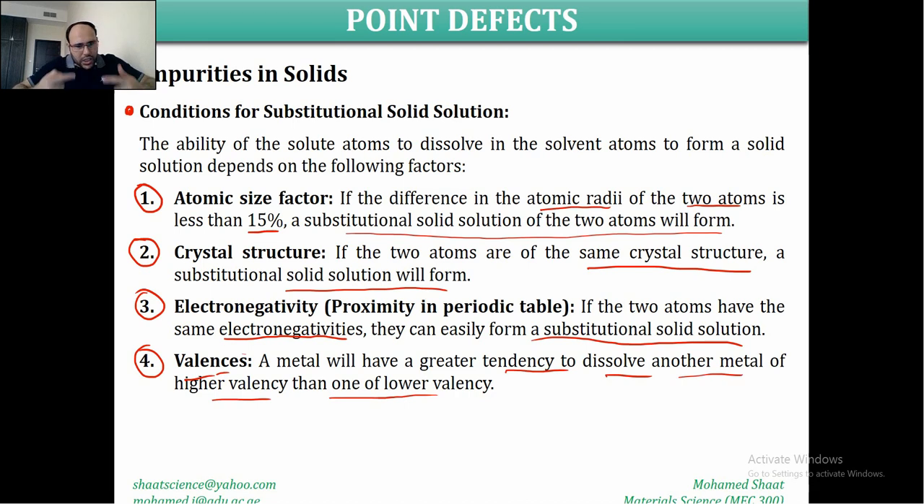So as we are increasing the number of valence electrons at the outer shell of the atom, this is going to increase the possibility of forming a substitutional solid solution. So these are 4 conditions based on which we can judge whether the formation of a substitutional solid solution is easy or difficult. Or in case we are comparing two candidates for this material, which one is going to be better to be dissolved within this material can be judged over these 4 conditions.